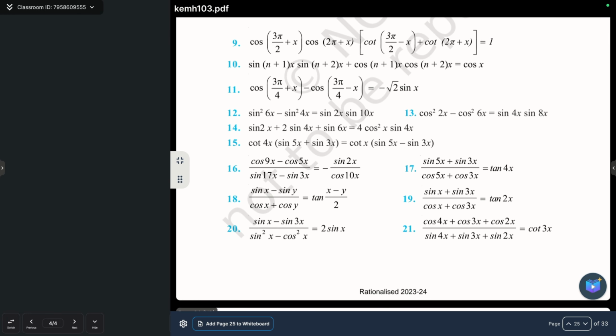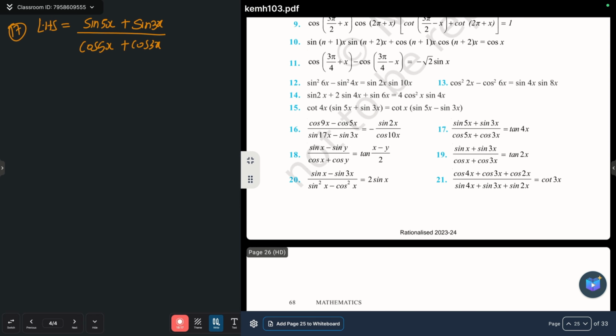See this question number 17. You can solve 17 now. In the numerator you can apply sin C plus sin D, and in the denominator cos C plus cos D. Left hand side of 17: sin 5x plus sin 3x upon cos 5x plus cos 3x. Now write whatever formula you want to use.